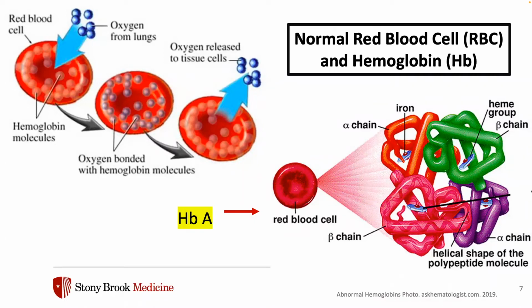Now, going into what hemoglobin looks like. This here is hemoglobin A. It's the most abundant hemoglobin in our bodies. You might recognize hemoglobin A from when we look at the A1C in patients with diabetes. This hemoglobin is composed of a heme group, which is the iron-containing portion, and the globin chains, which are the proteins. Hemoglobin A specifically has two alpha chains and two beta globin chains.